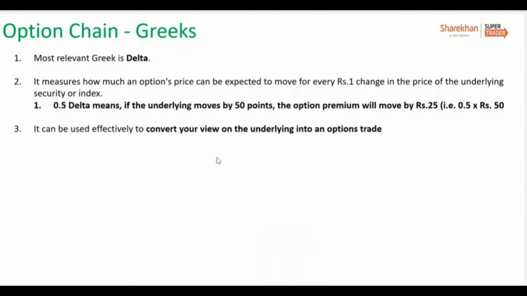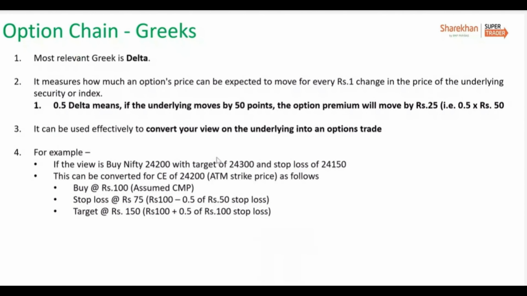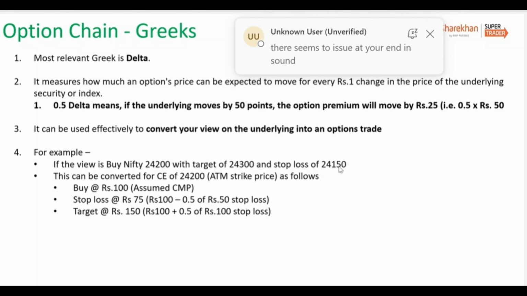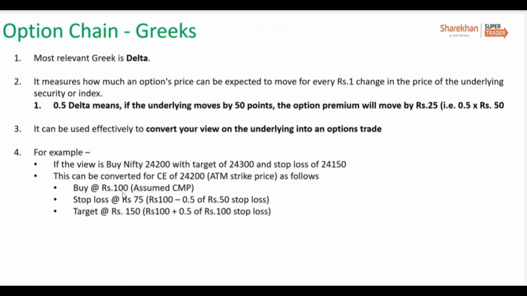Okay. So अगर मैं example के तौर पे बोलता हूँ, जो मैंने लाइव example किया, let's say Nifty 24,200 है, मैं target कर रहा हूँ 24,300 का, मैं stop loss कर रहा हूँ 24,150. At the money strike price select करूँगा 24,200 का, जिसका premium चल रहा है 100 रुपीस. Stop loss हो जाएगा 75 रुपीस, 0.5 into 50 पॉइंट्स का जो stop loss है 25, so 100 minus 25 becomes 75 will be my stop loss, and similarly 100 plus 50 rupees, 150, becomes my target.